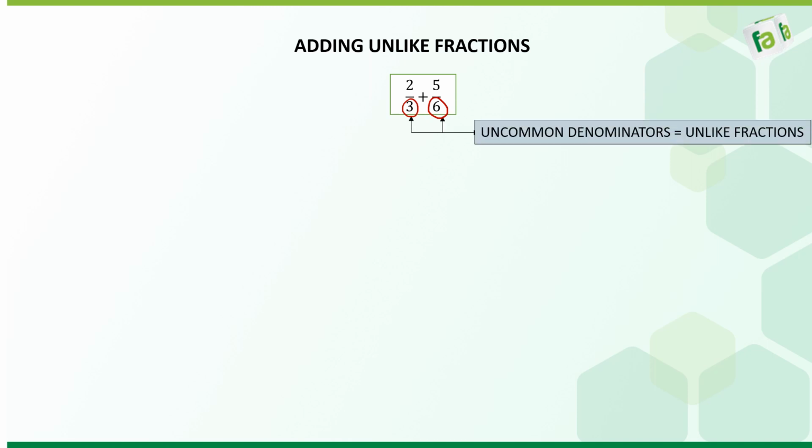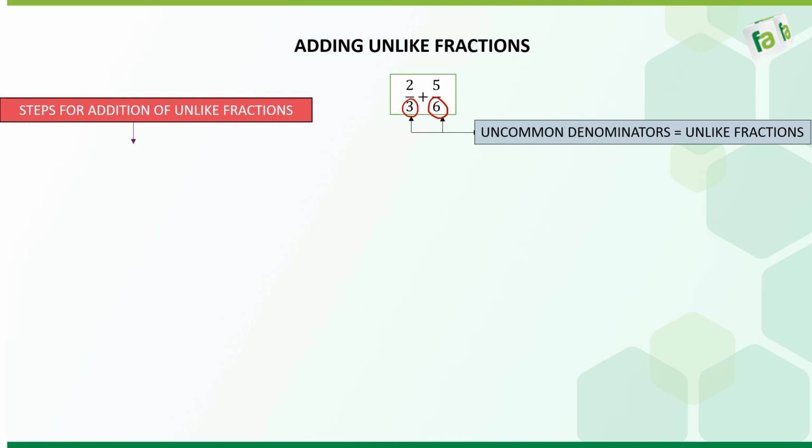Now, let's learn how to add unlike fractions. Look at this question. We have to add 2 by 3 and 5 by 6. These are unlike fractions because the denominators 3 and 6 are uncommon. We cannot add or subtract unlike fractions orally. So, to add or subtract unlike fractions, our first step will be to find the LCM of the denominators.